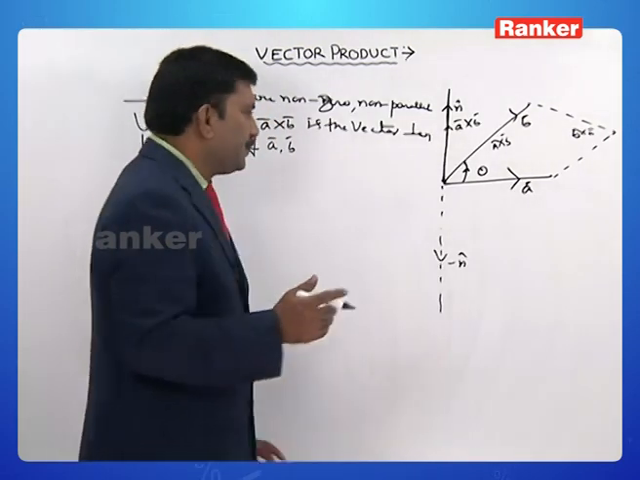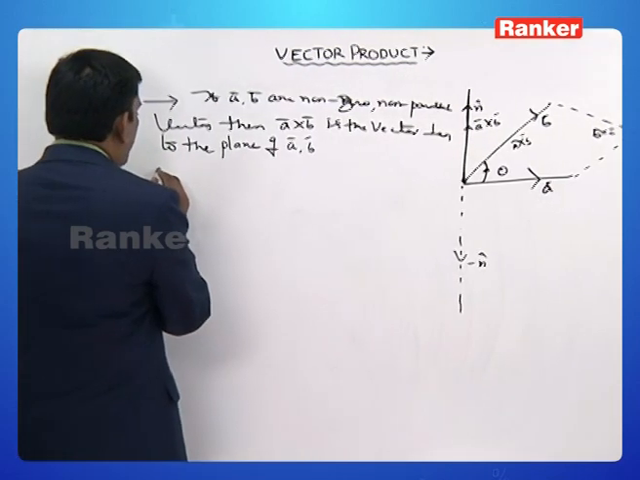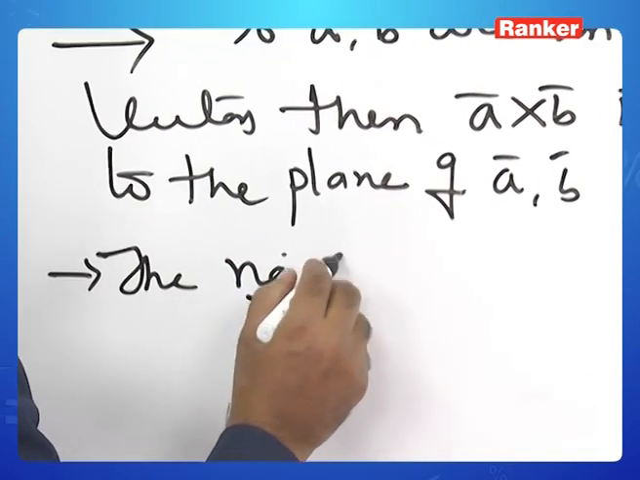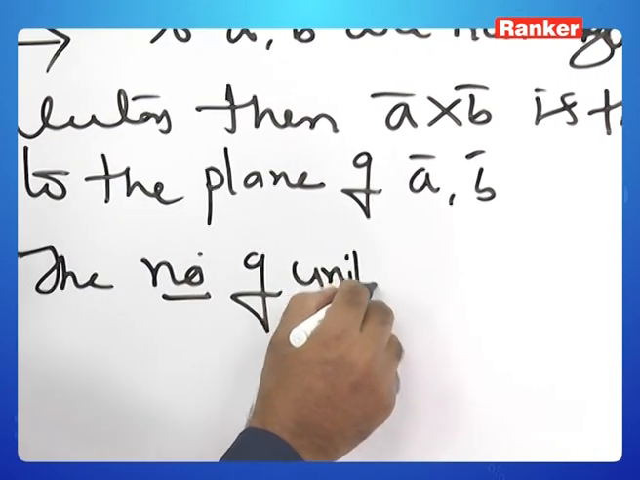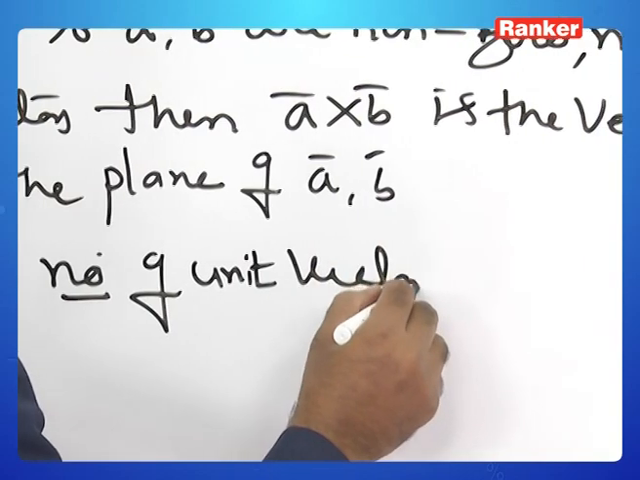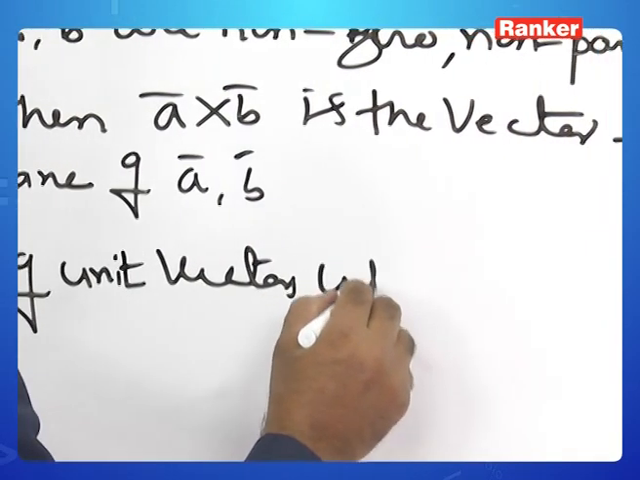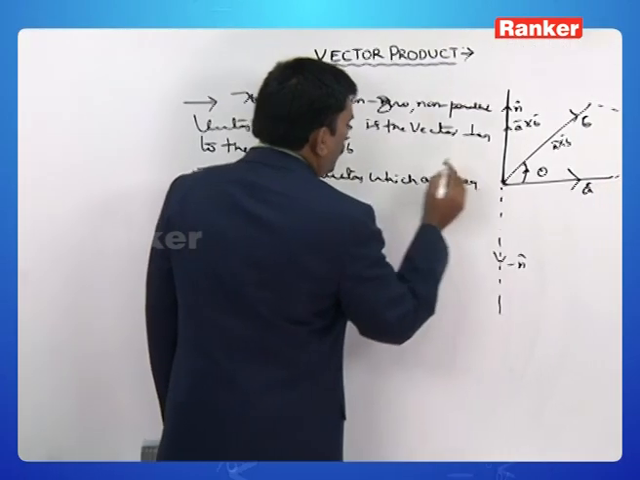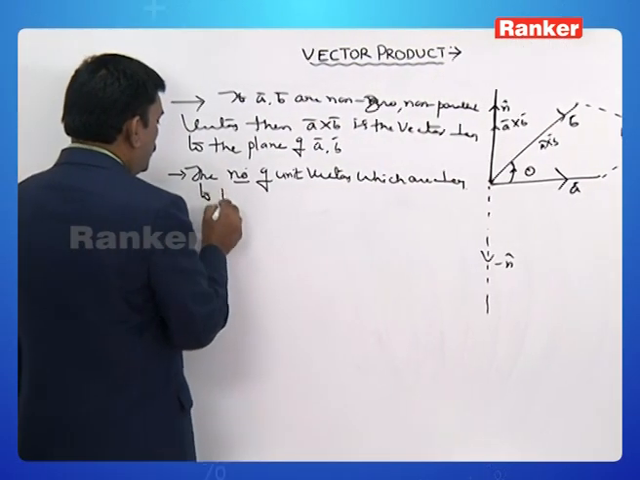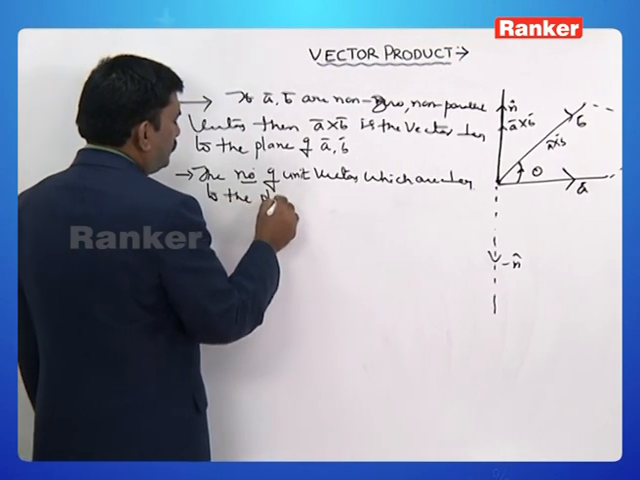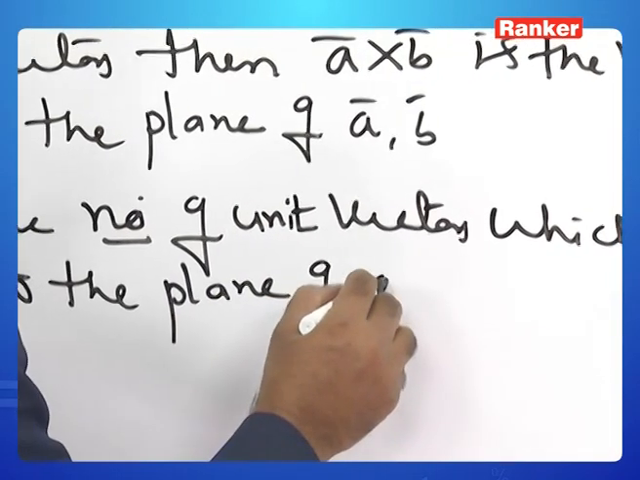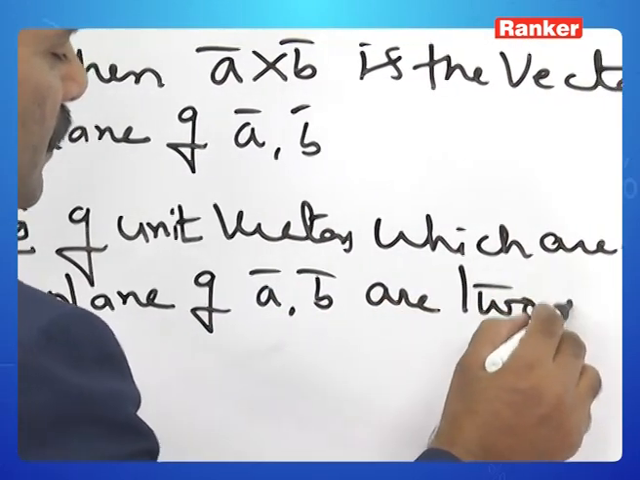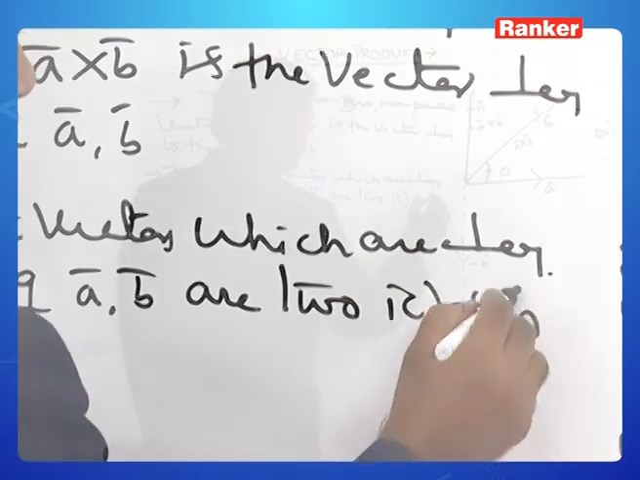So therefore, the next point is the number of unit vectors which are perpendicular to the plane of A bar, B bar are 2. That is plus or minus n cap.